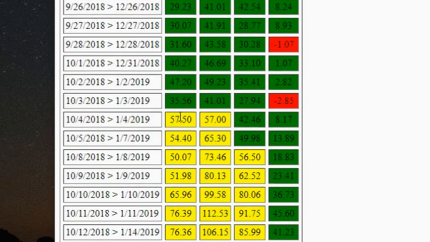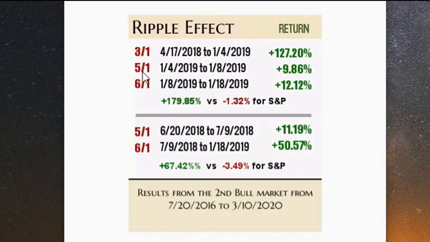Okay, and it occurred right here on 1/4/2019. So if we look at our returns, remember we were in 3-1. We started on 4/17/2018. We traded the 3-1 all the way up to 1/4/2019. So it was like 9 months. And that setting went up 127%. That's what we would have made by following those signals, 127%.